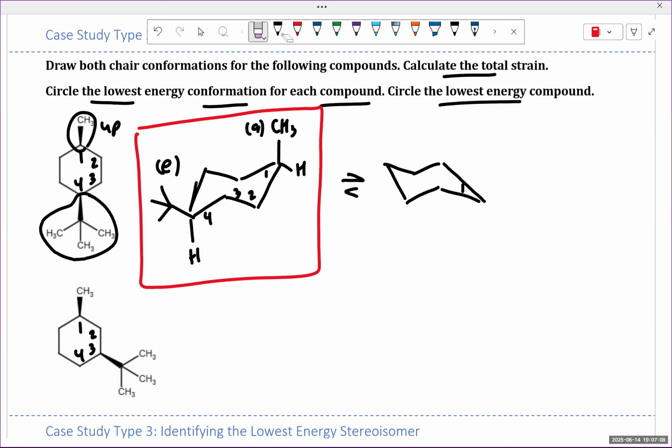Post chair flip. 1, 2, 3, 4, 5, 6. Carbon 1, the methyl group is now equatorial. And carbon 4, the tert-butyl group is now axial. This first structure has some 1,3 diaxial interactions, which I will draw out.